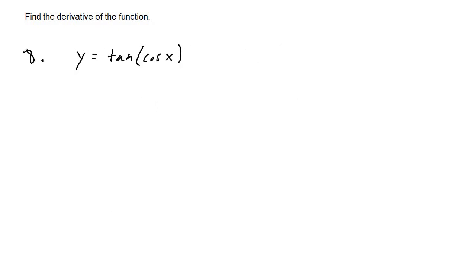Now for number 8, we have y equals tangent of cosine x. So realize in this problem, cosine x is going to be the inside function, tangent is going to be the outer function. Same process here with the chain rule. We first need to take the derivative of the outer function. Now the derivative of tangent x, remember, is going to be equal to secant squared of x. But instead of just tangent of x, we have tangent of cosine x.